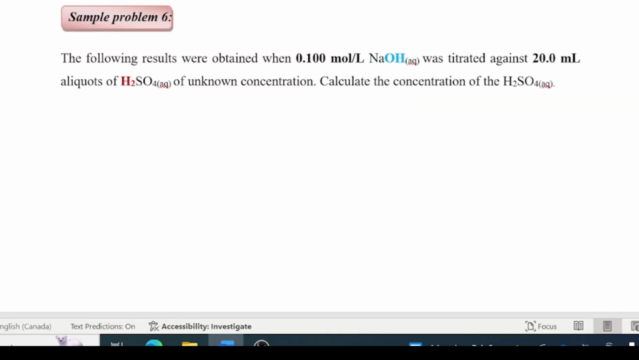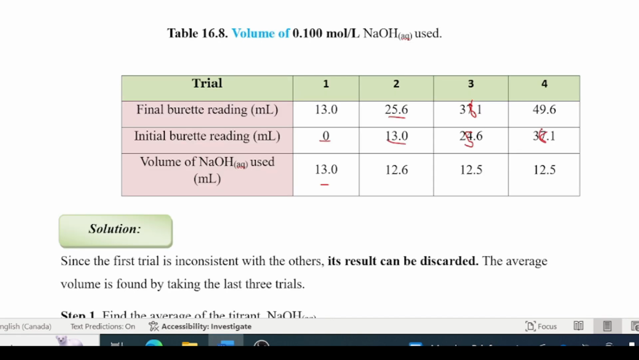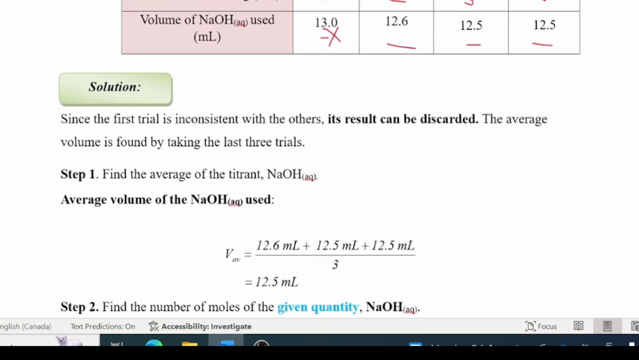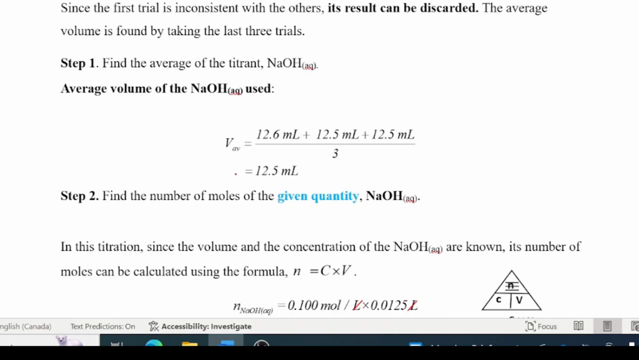So here again, we're using sodium hydroxide as a titrant. And look, you're using a 20 milliliter aliquot of sulfuric acid, and you want to calculate the concentration of the sulfuric acid. When you do your subtraction, you'll end up with these values here. Sorry about the mix up there. And here you can see this one is out. We discard that one, and we use these 3 to find the average volume. See? You find the average volume here.